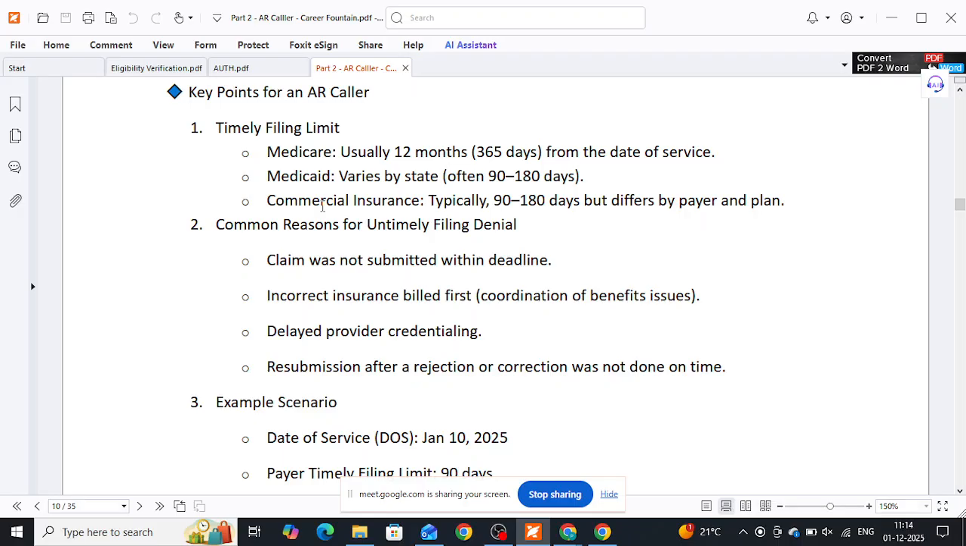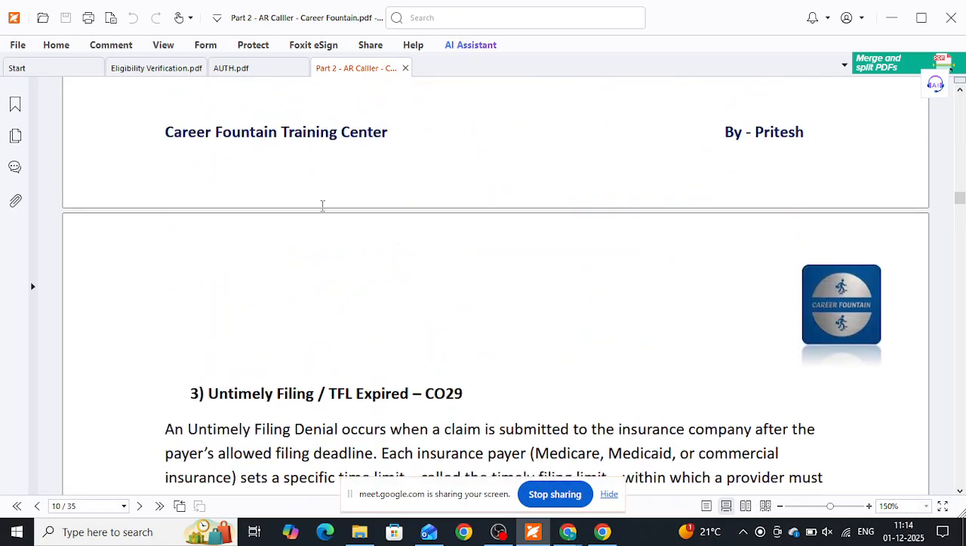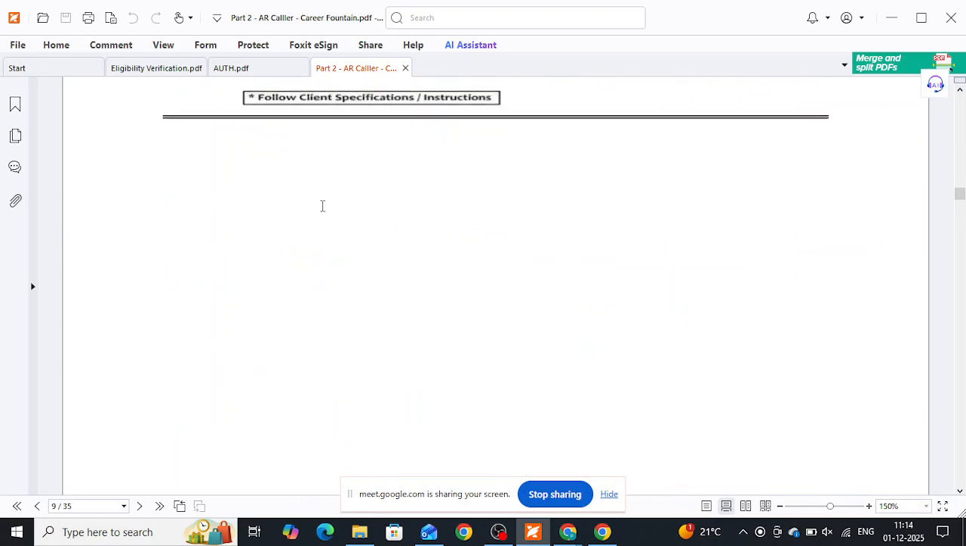Okay, sorry. So for any denial, first of all, we have to find out the exact reason, meaning we have to analyze the claim. For each and every claim, a different scenario can be there. We have to analyze the scenario or the reason for denial, and accordingly we can work. Okay.